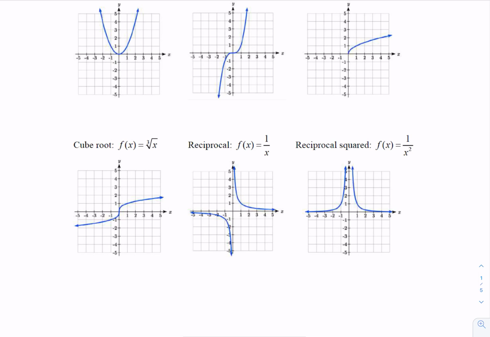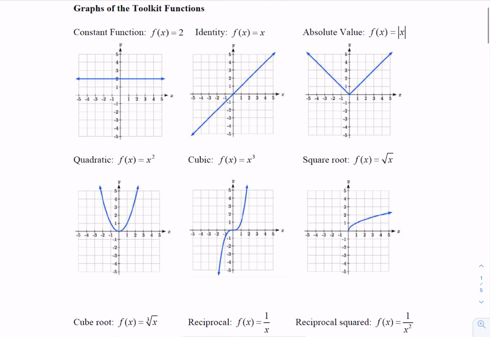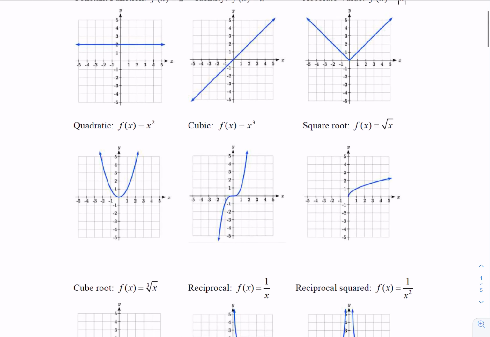We will use some of these toolkit functions and we will apply the transformation rules in order to make some other functions and some other graphs. We will come back to each of these types of functions at different chapters of your textbook, and we will talk about them in more depth, about the domain, range, properties, and detailed graphing. But for now, we just need to be familiar with the basic graphs.